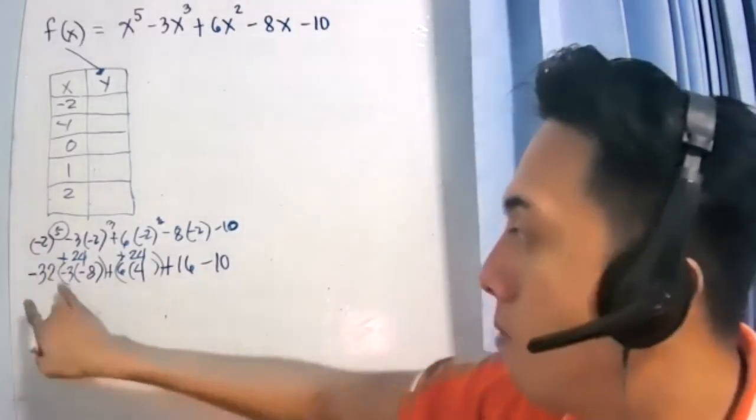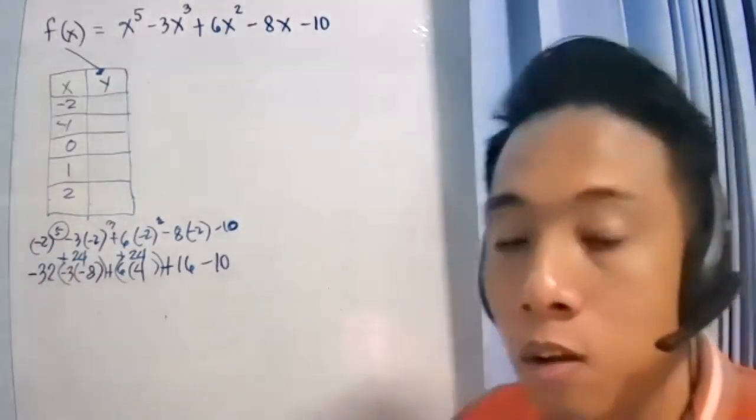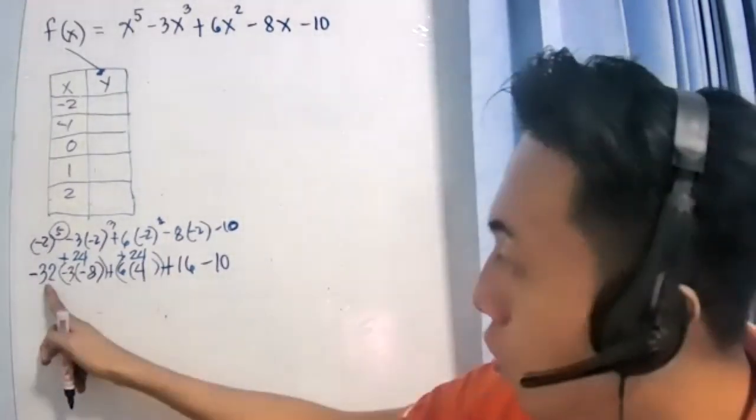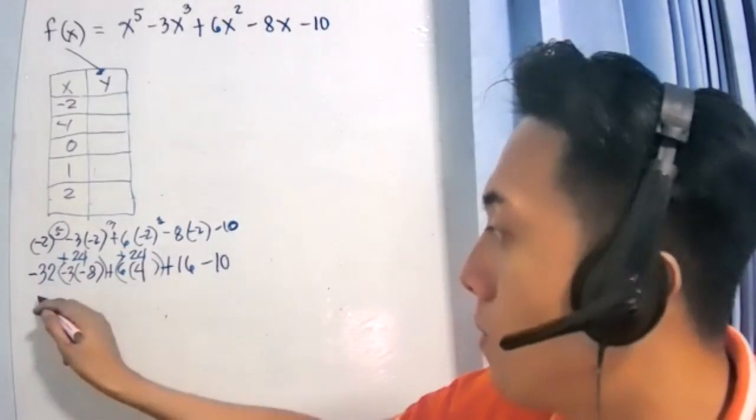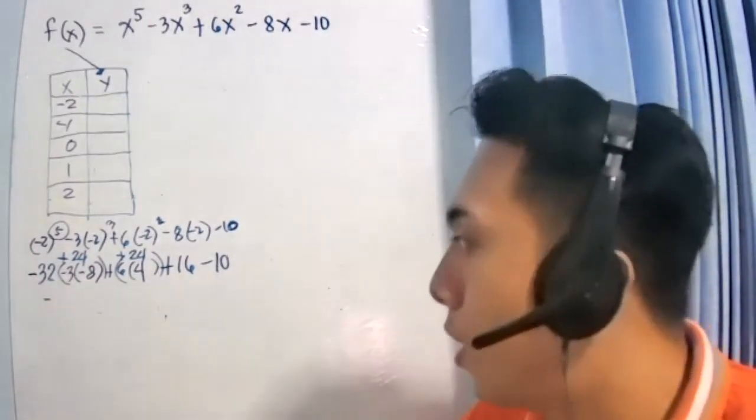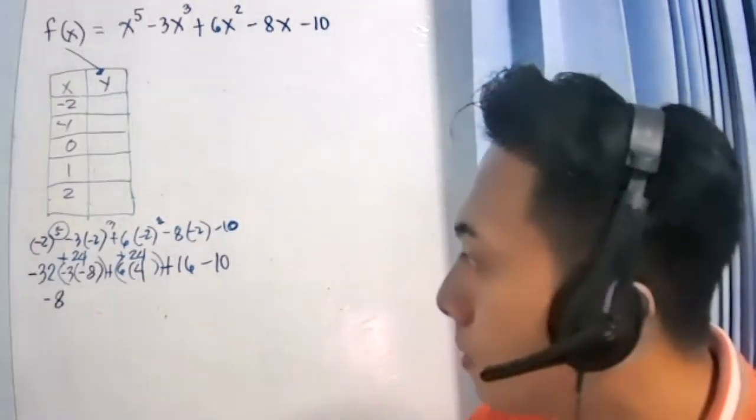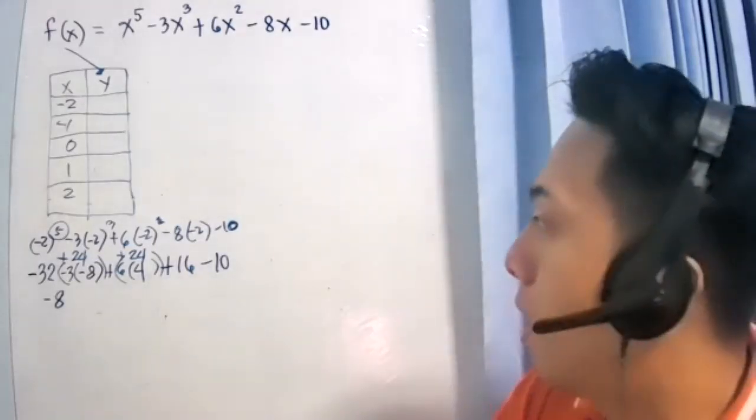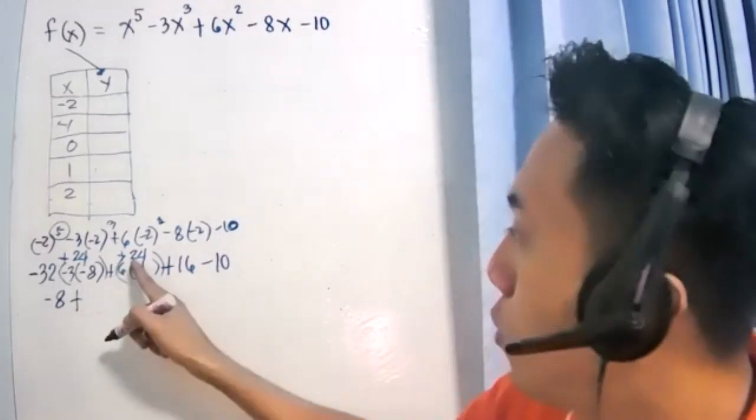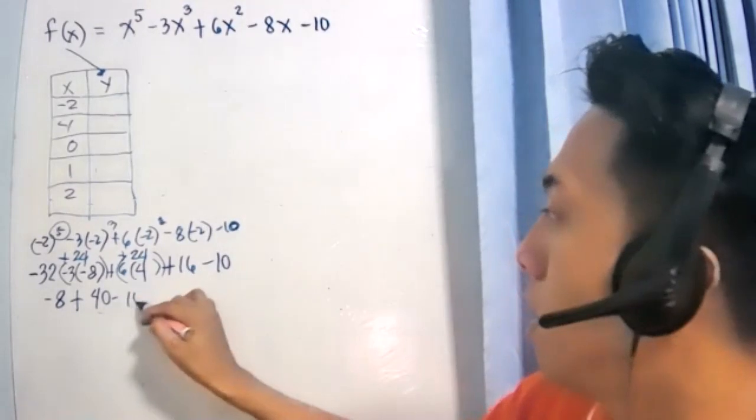Okay, they have different signs, so we will do minus. And we will just follow the sign of the greater number. Our greater number is 32 and its sign is negative, so I will put here negative. Okay, so negative 32 minus 24, that would be 8. Okay? And then 24, I will put plus here. 24 plus 16, that would be 40 minus 10.